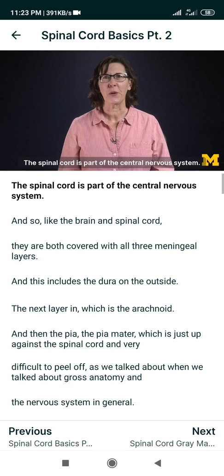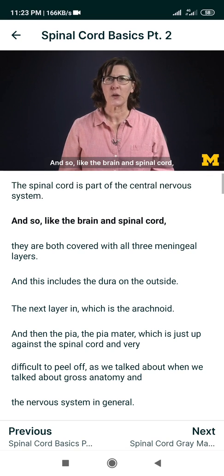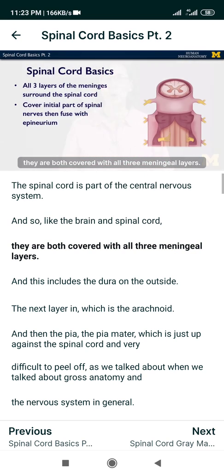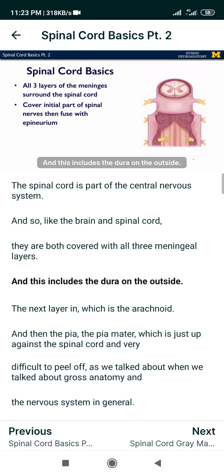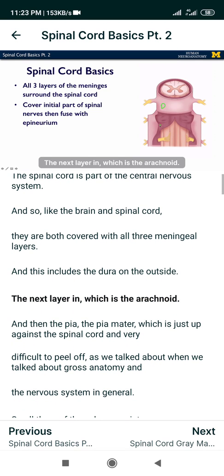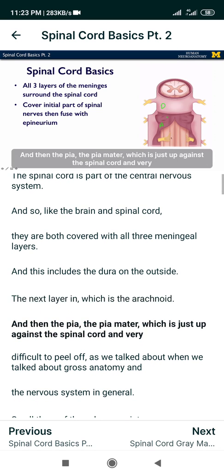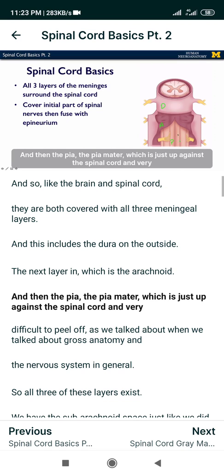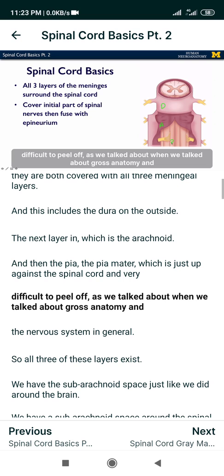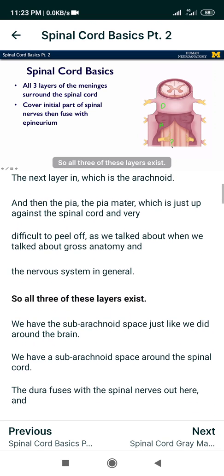The spinal cord is part of the central nervous system, and so, like the brain, the spinal cord is covered with all three meningeal layers. This includes the dura on the outside, the next layer in, which is the arachnoid, and then the pia mater, which is just up against the spinal cord and very difficult to peel off, as we talked about when we discussed gross anatomy of the nervous system in general. So all three of these layers exist.